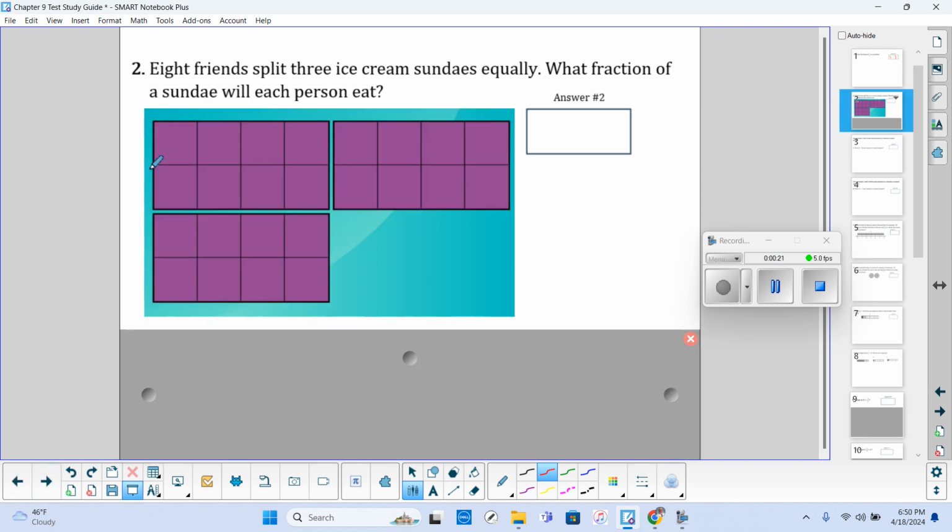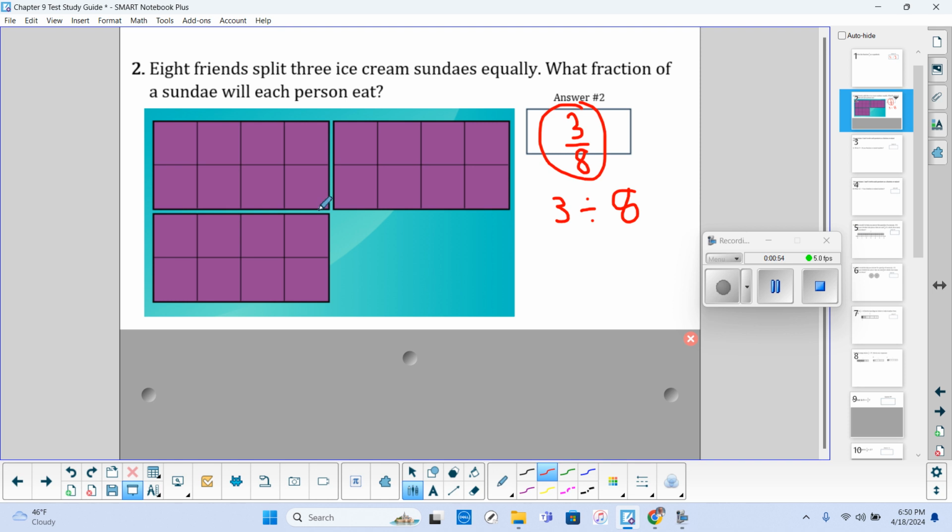Number 2, I'm going to show you this one way and then I'm going to let you see it a visual way. 8 friends split 3 ice cream sundaes equally. What fraction of a sundae will each person eat? Well, we have 3 sundaes being divided by 8 friends, so 3 divided by 8 is 3/8. Okay, so that's the answer, but let's look at visually why that works.